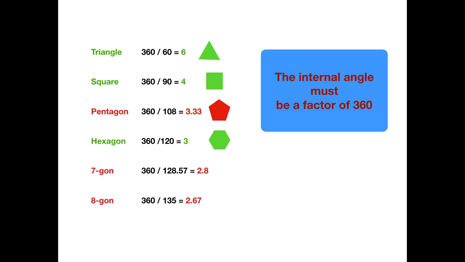So here's a summary of all of this. The triangle works, the square works, the hexagon works, the pentagon doesn't work, and to keep things very simple, nothing bigger than a hexagon works if we're talking about regular structures. So the internal angle must be a factor of 360 degrees.